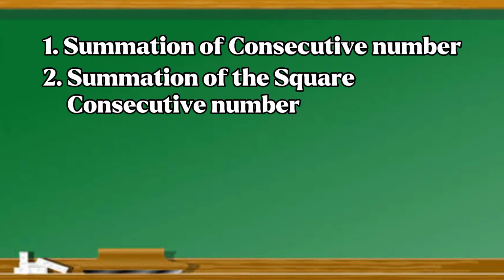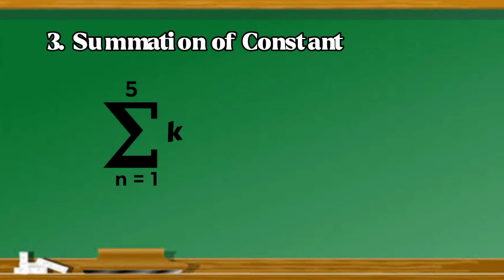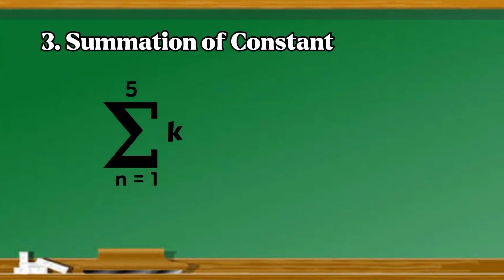So we are done with the two properties of sum. Number 1 is the summation of consecutive numbers. Number 2 is the summation of the square of consecutive numbers. And now for our number 3, we have the summation of a constant. So dito class, madali lang to. Ang gagawin lang natin is i-multiply natin yung given na constant doon sa ating upper limit. So from this sigma notation, it will become 5 times the constant k. So ganun lang class kadali.